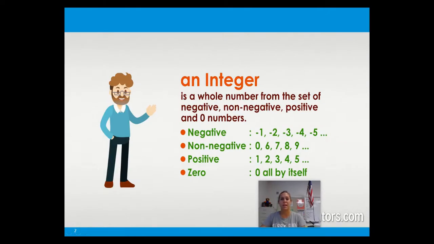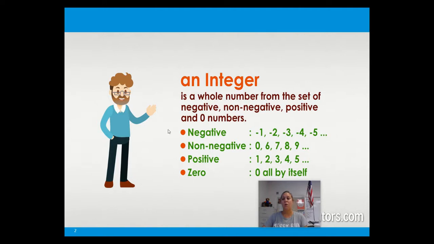So first, let's define an integer. An integer is any whole number that is positive, negative, or zero. You can see there's a list there, negative 1, 2, 3, and so on and so on. It keeps going. And you have non-negative, which would be your positive. Now notice your negative integers have a negative sign, but your positive integers don't have a plus sign in front of them. It's the unwritten rule that every number without a sign in front of it is a positive number. And when we're talking about whole numbers, we're talking about integers. So we have positive, non-negative, and zero all by itself is an integer.